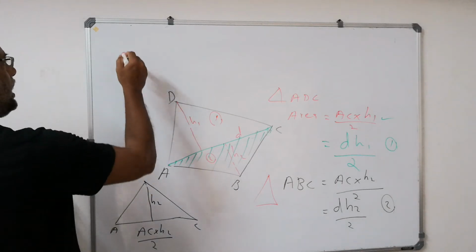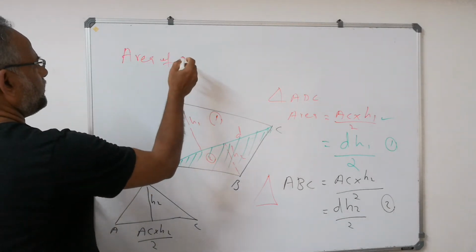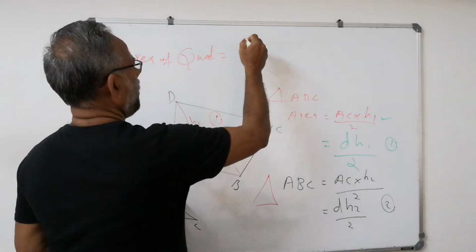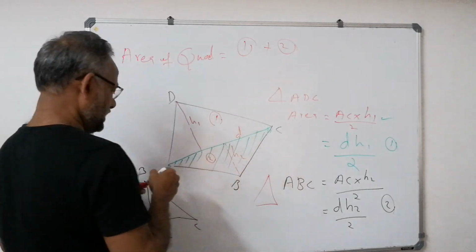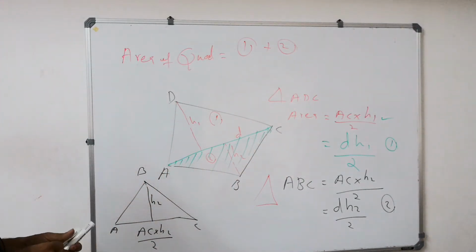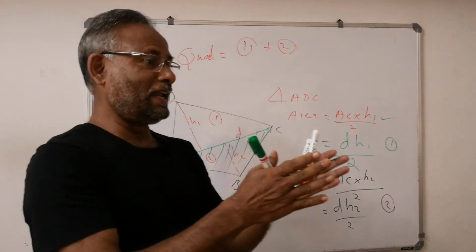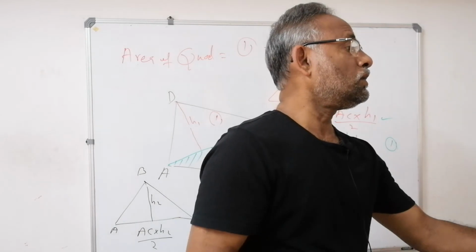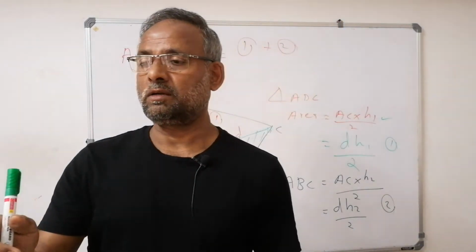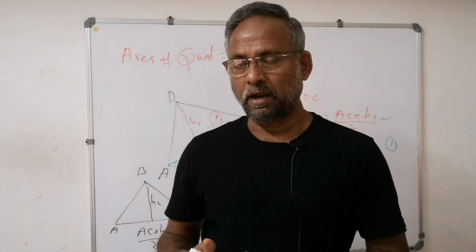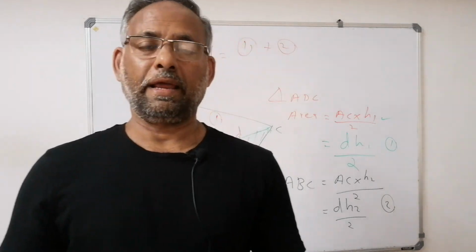So, the final step: area of the quadrilateral is equal to 1 plus 2. That means area of triangle ADC plus area of triangle ABC. Sulaila, please tell me why. Because you divided the quadrilateral into two triangles. Am I right or not? Boys, you are not responding. Okay, fine. You divided the quadrilateral into two triangles.